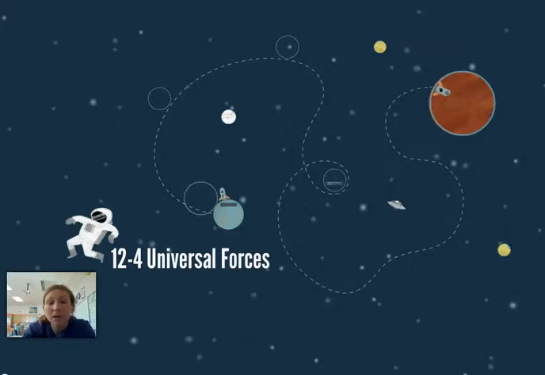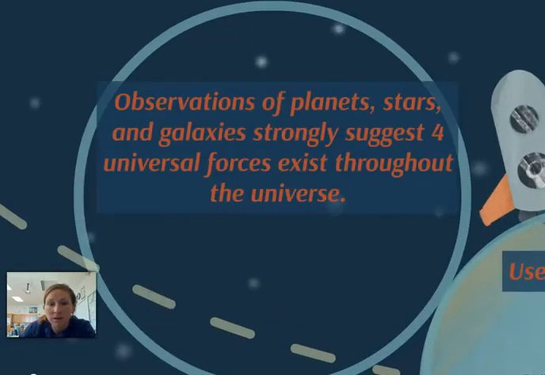We're going to talk today about universal forces, which is covered in section 4 of chapter 12. It is the last section of chapter 12 we're going to talk about. Make sure you have a good Cornell note-taking template or a notebook sheet of paper to get started on your notes. And we're going to go ahead and jump right in.